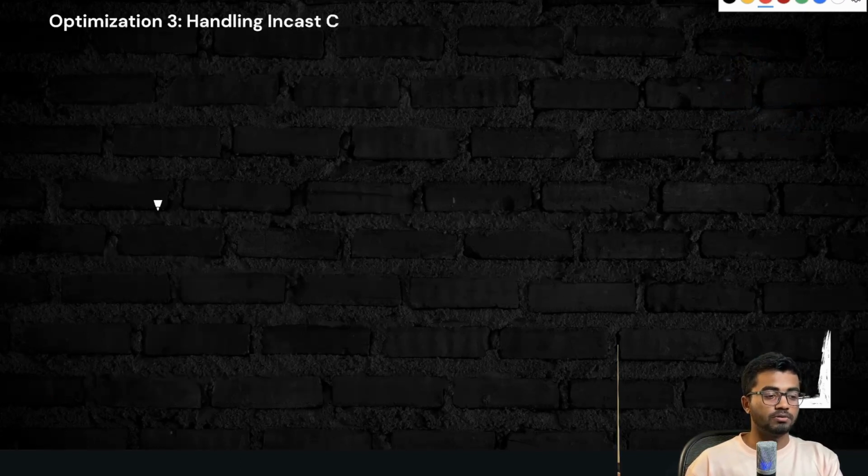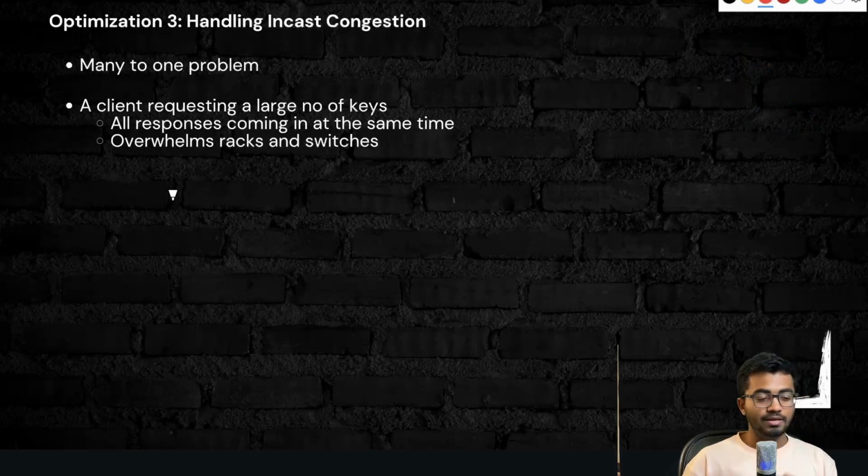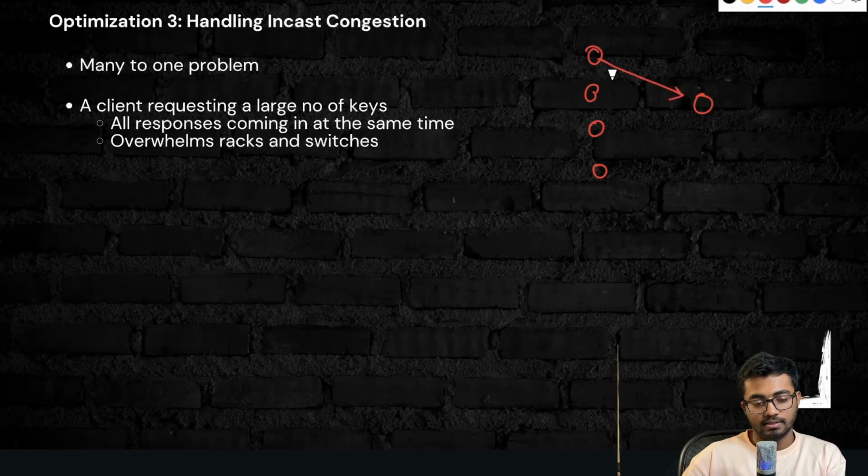Okay, let's talk about optimization 3, handling the incast congestion. What is incast congestion? First, we'll talk about that. Incast congestion is a many to one problem. That means there are situations where you have multiple things at one place and they're all talking to one single point at one point of time. Let's say these are 4 servers on the left hand side, and they're communicating to one server on the right hand side.